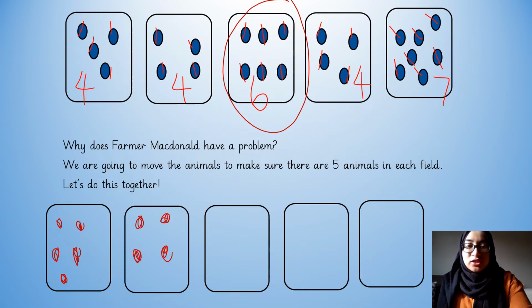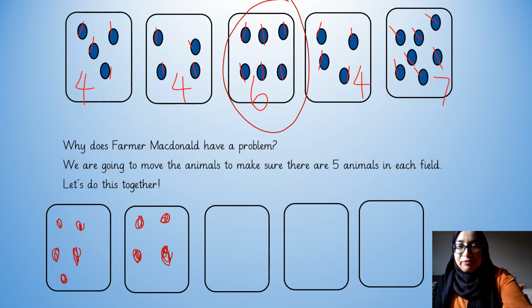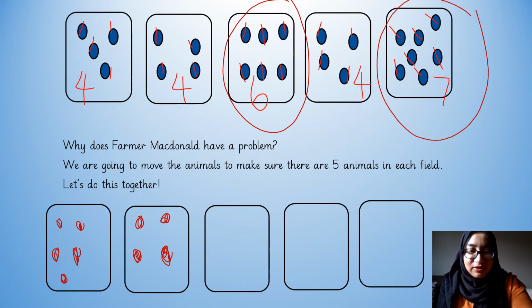1, 2, 3, 4. Just like the top one, but we need to borrow one from another field. So I'm going to borrow one from floor number 5, because that one has 7. We're not allowed 7. So I've got 5 in my field number 2 now. Now let's do field number 3.